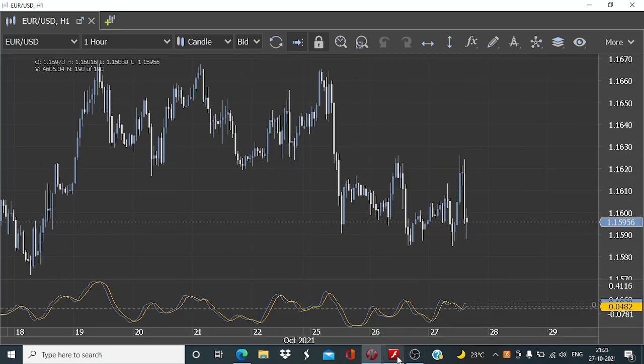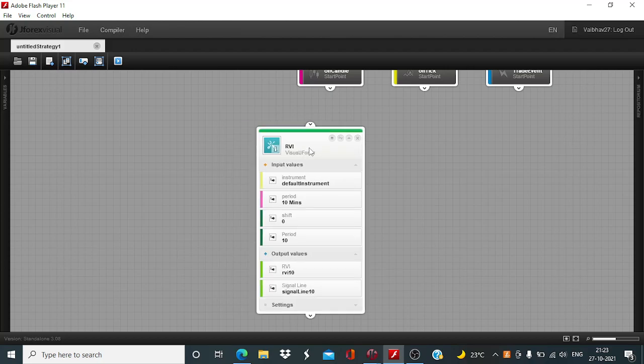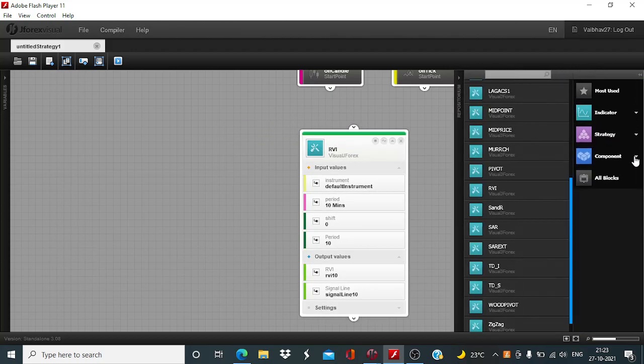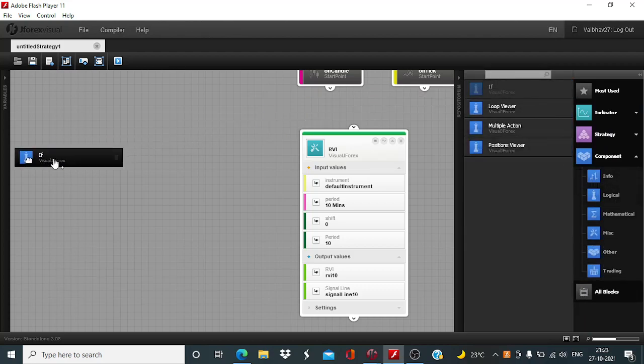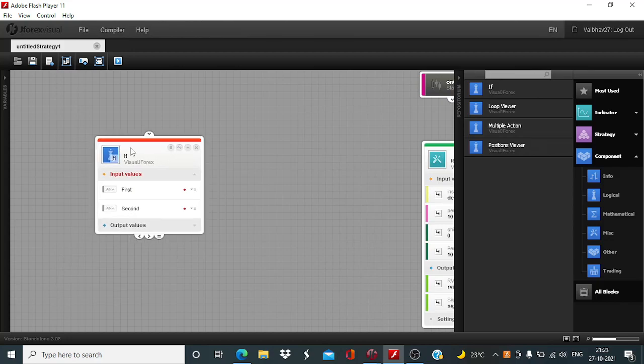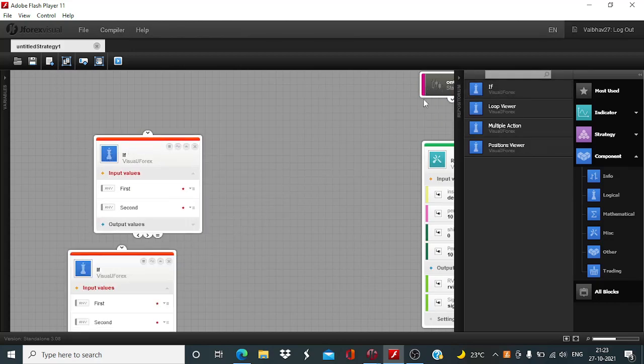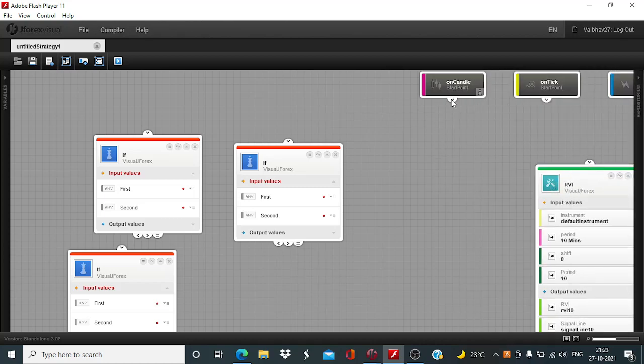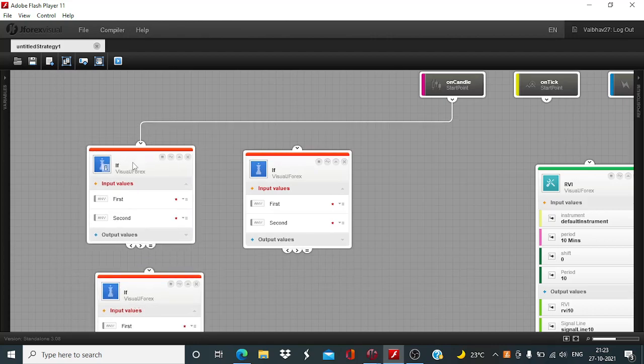Now let us head back to the Visual JForex board. First thing first, we will have to get the instrument subscription done. For that, the logical components are going to be required, which we can add from this menu. Okay, we will use on candle as the start point.